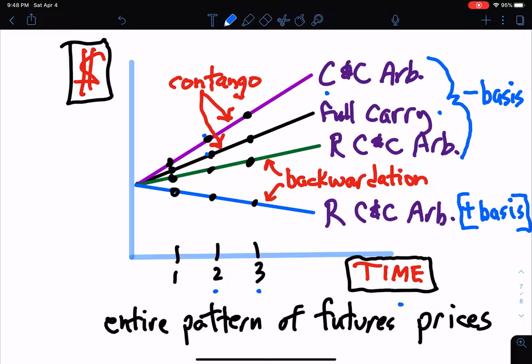Okay, now let's look at the green line. That's the line for reverse cash and carry quasi-arbitrage. Let me put Q's in here to remind you that it's really a quasi-arbitrage. They often use the word arbitrage, but it's really not. So along the green line, we have a reverse cash and carry quasi-arbitrage circumstance. We actually have 2 of them, the green line and the blue line. Let me talk about the green line first.